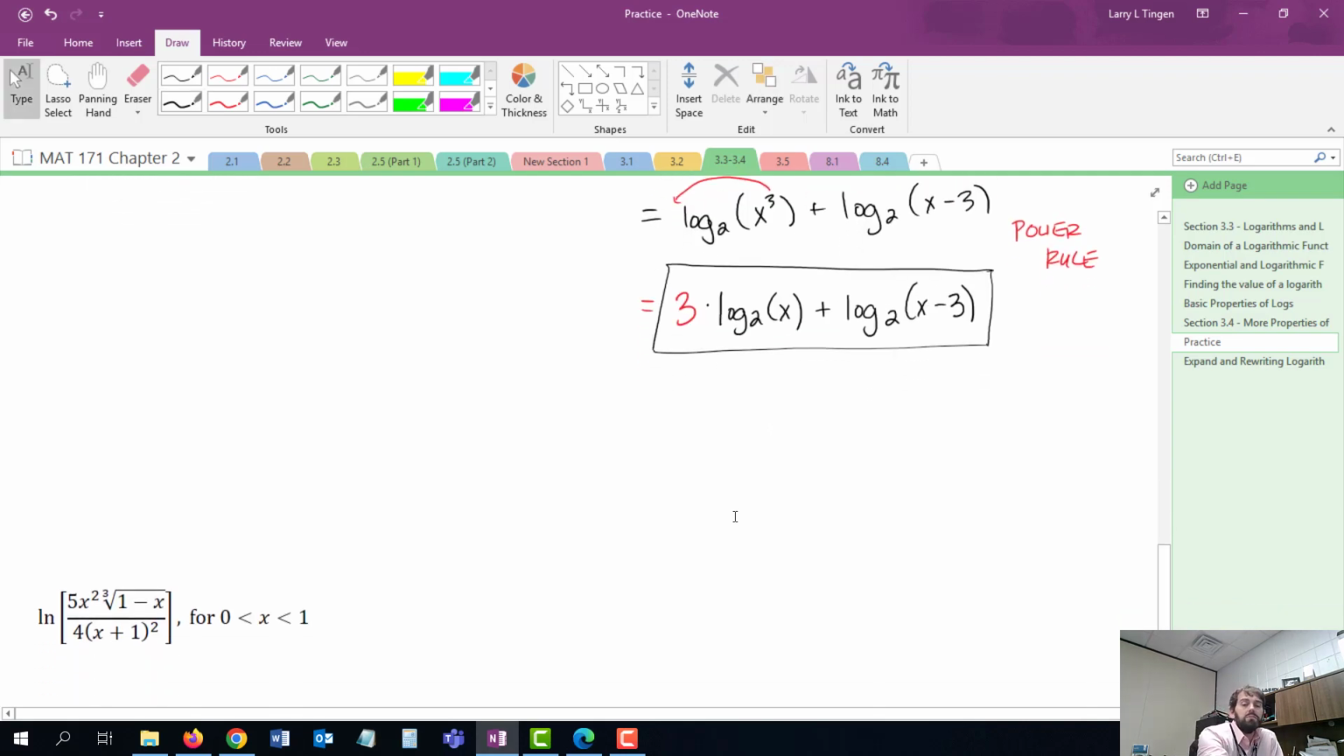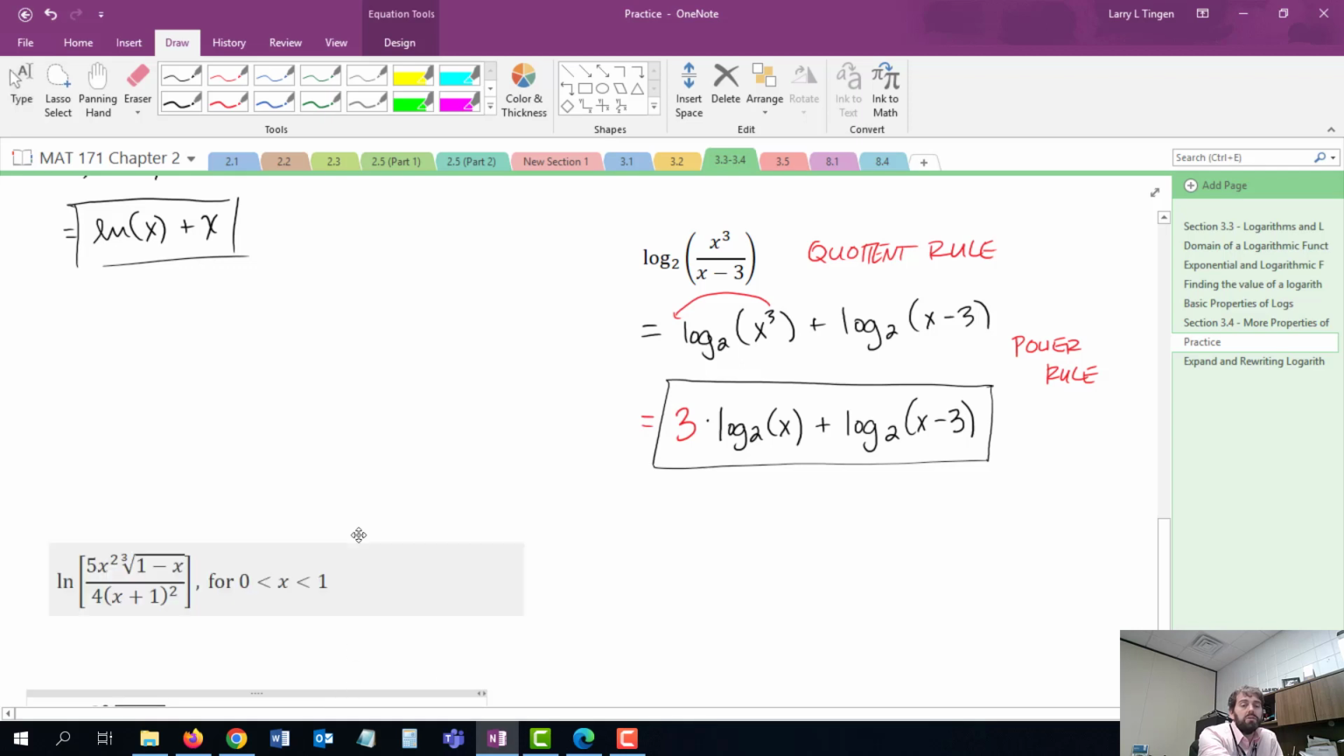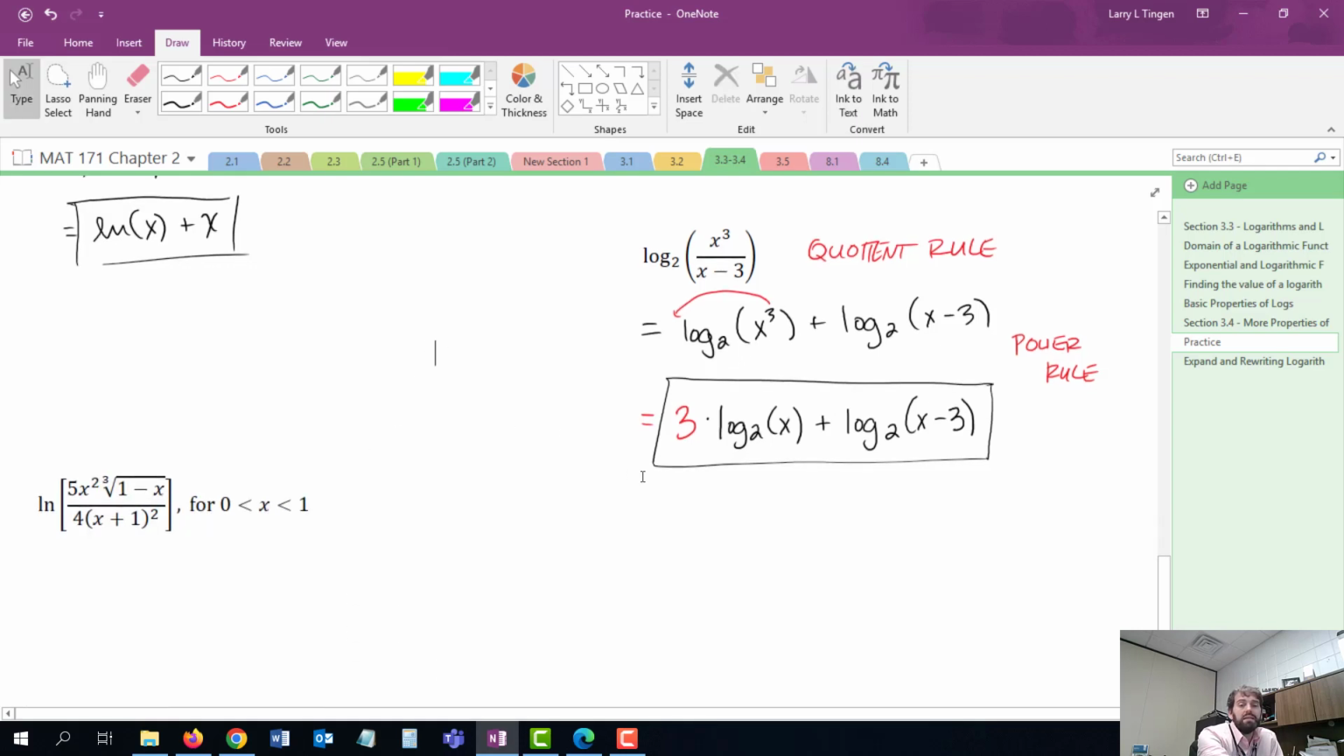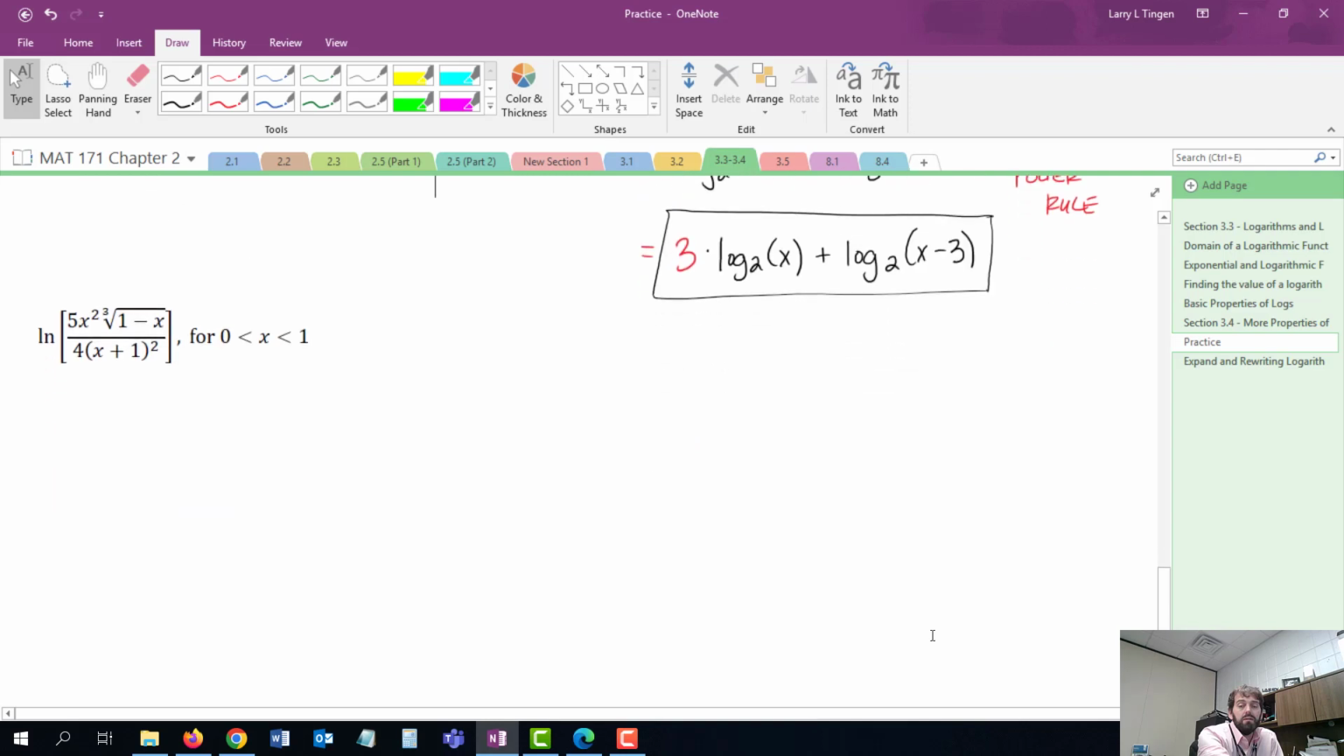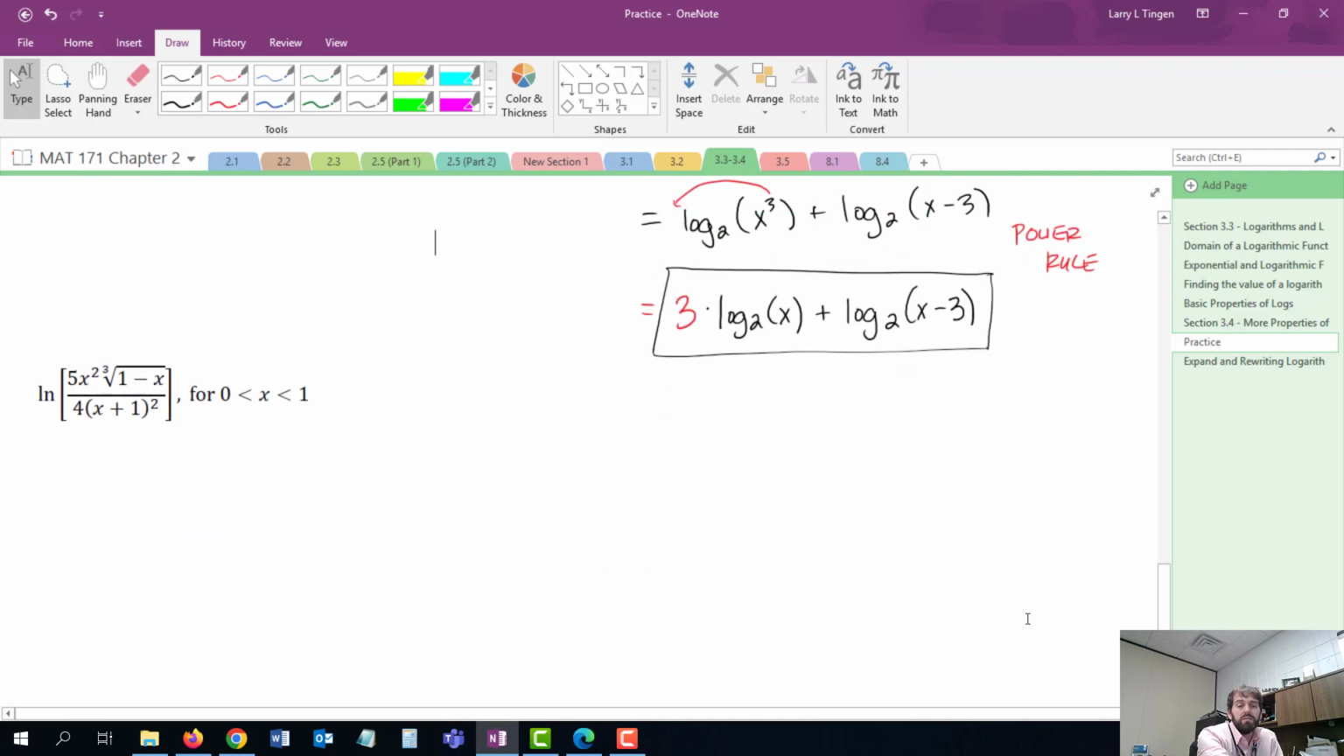And then lastly, we're going to put this mess in here. Notice we've had to indicate the domain because this falls apart. This doesn't work for a lot of values of x. So I've got the natural log of 5x squared times the cubed root of 1 minus x, all divided by 4 times quantity x plus 1 closed quantity squared.